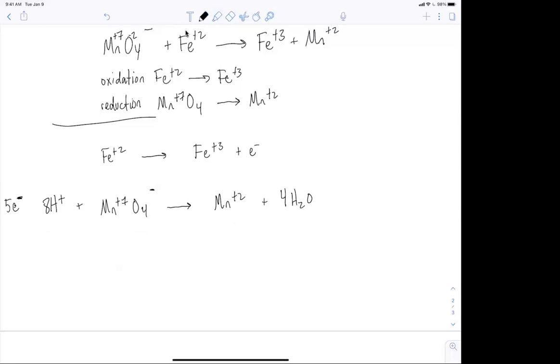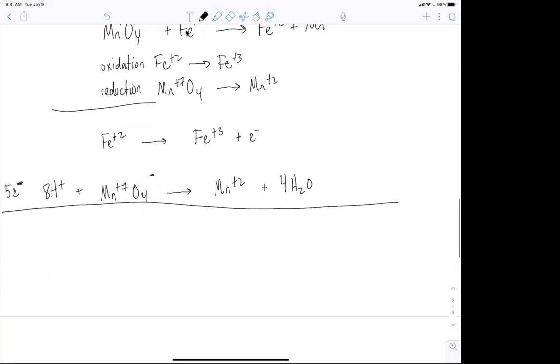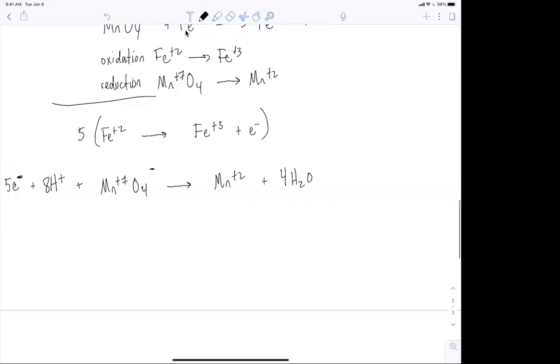Okay, so now we're at the point where we can add these things together. Oh, wait, sorry, one more step. We need to make sure that the number of electrons that are lost in the oxidation is equal to the number of electrons that we picked up in the reduction. And so we see here we've lost 1 electron. That doesn't make sense because clearly we've picked up 5 electrons in the reduction. So the way that it's written now would imply that we just kind of invented 4 electrons. So we need to fix that. All we have to do is multiply this top equation by 5.